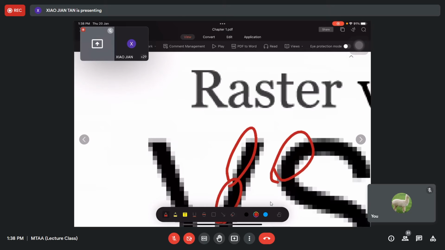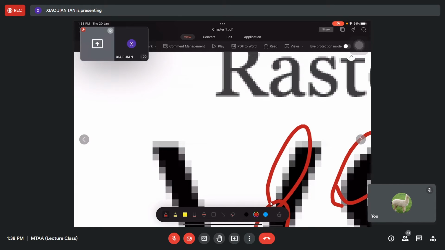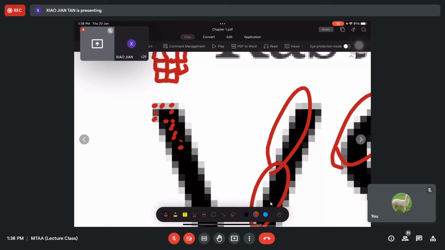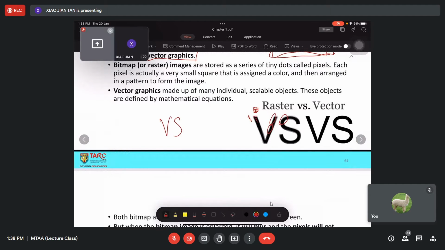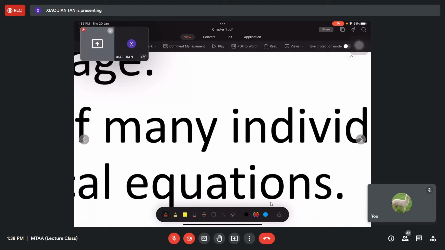Because whenever you zoom in, you can see it is one block, one block, one block. So from these blocks, it is declaring, okay, this is light gray, light gray, light gray, dark gray, light gray, okay, black, black, black, black, black. That is why it forms this staircase feel. But when you zoom out, at least you can see the word VS, okay. But for the vector, it is defined by equation. So whenever you zoom in, it will always show the best definition, best resolution.